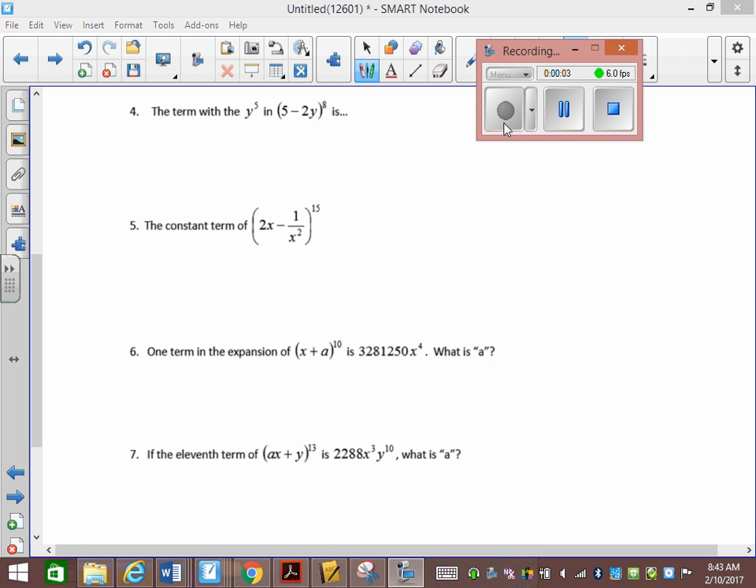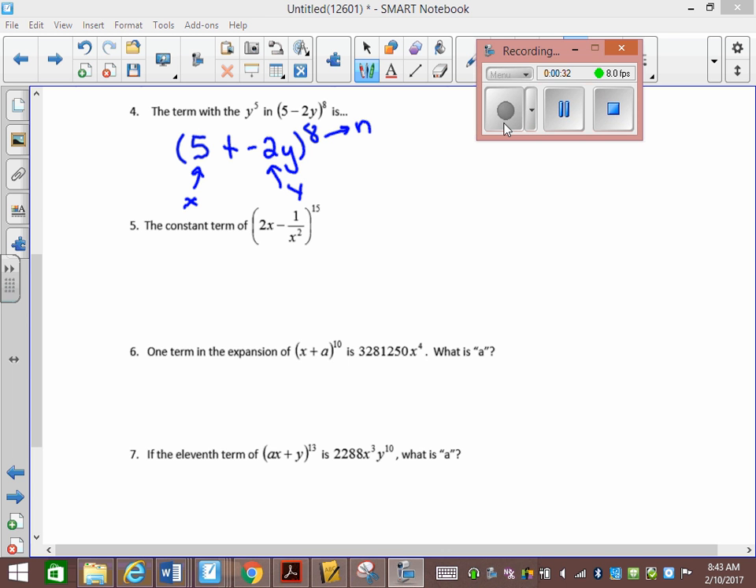Number 5. The term with the y to the power of 5 in (5 minus 2y) to the 8 is... So it's going to be 5 plus negative 2y to the 8 in the first place. This is x. This represents y. This represents n. What we do not know is k, correct?